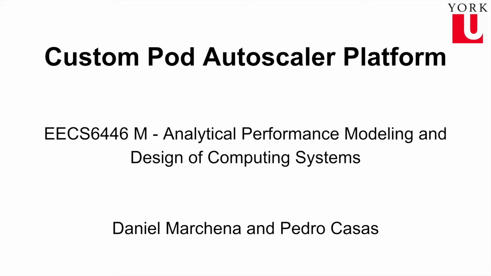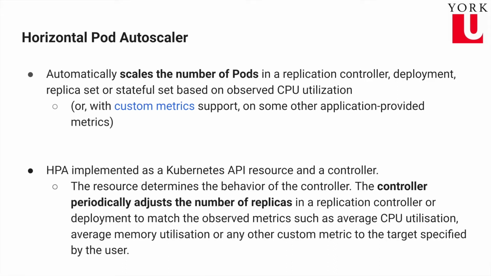So let's just do a quick refresher on the horizontal pod autoscaler, and then we're going to talk about the custom pod autoscaler. The horizontal pod autoscaler, as mentioned before, is technology that comes with Kubernetes, and its sole responsibility is to scale the number of pods in a replication controller, deployment, replica set, or stateful set. It's generally based on the observed CPU utilization.